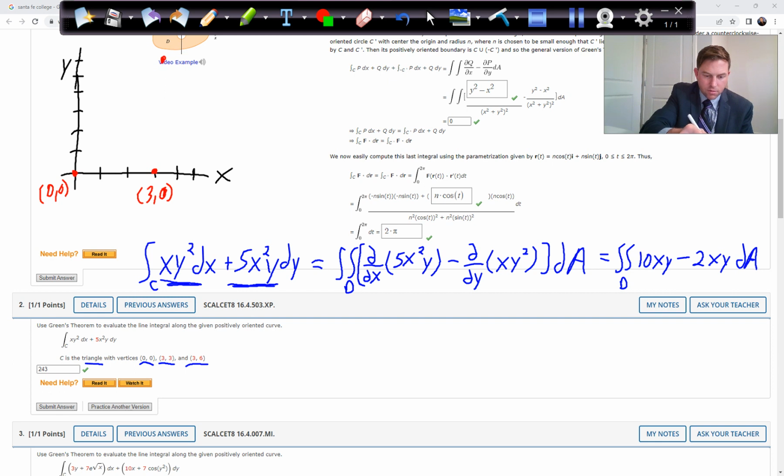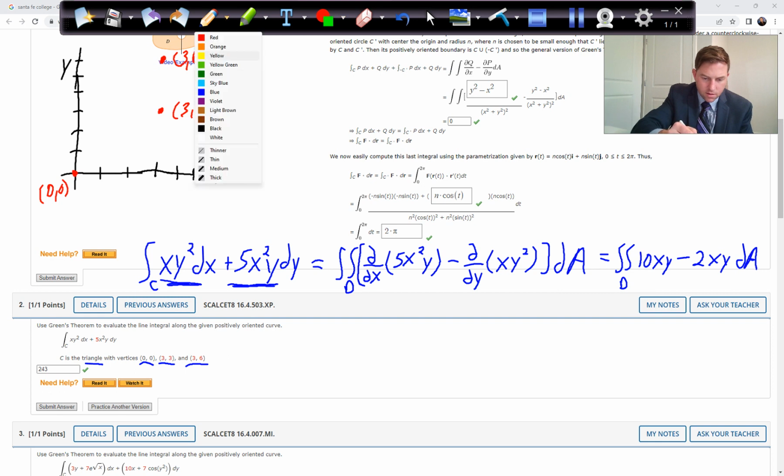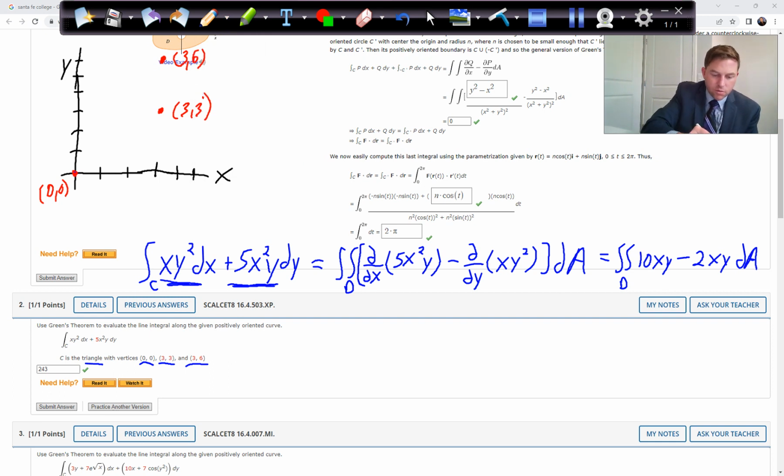Oh, a little bit in the way here. So (3, 6). The triangle, I've got an error here. I see the error. This is not (3, 0), it's (3, 3). So let's fix that. 1, 2, 3, about there. (3, 3). Okay, so the triangle goes from (0, 0) to (3, 3).